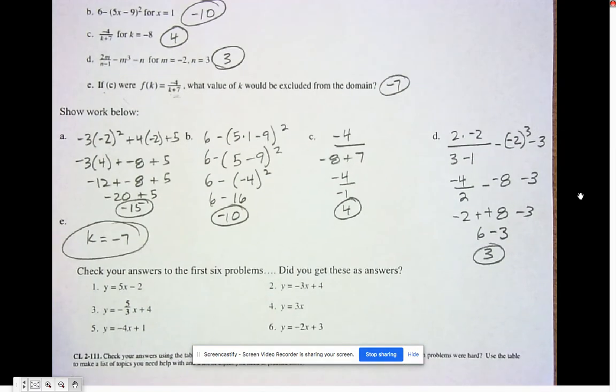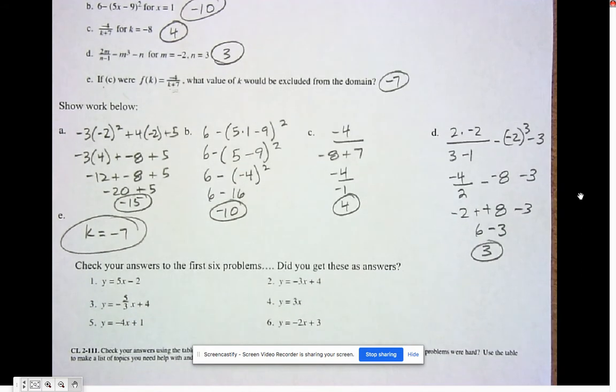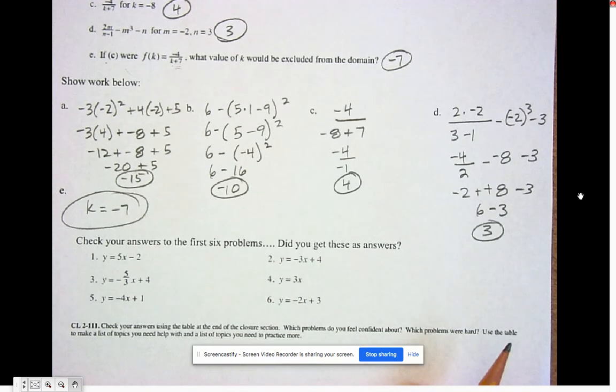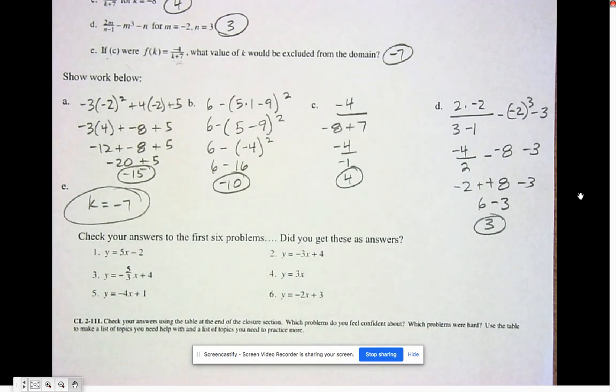Okay, so I had put the answers in to the beginning problem, so maybe you did that already, and then the rest of the answers to the closure should have been in your textbook, physical textbook on page 91, or your online textbook at the end of the closure section.